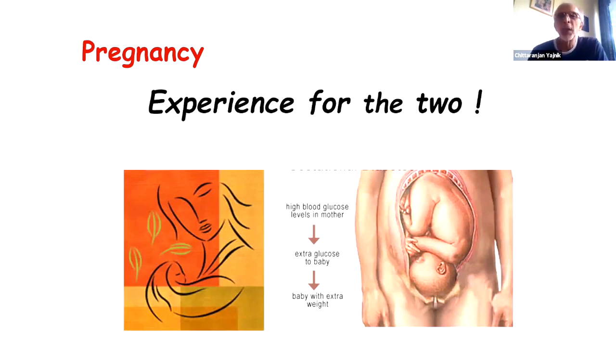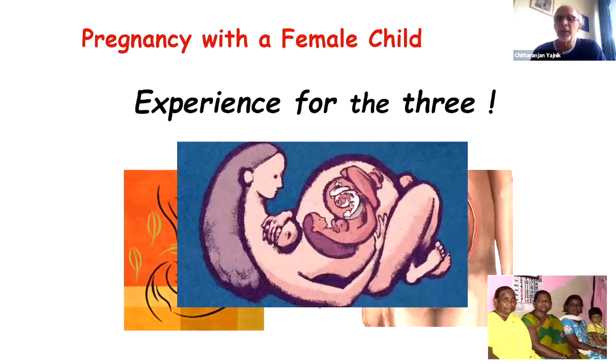But I'm now going to tell you something quite dramatic, which some of you might have heard before. In certain pregnancies, it is an experience for the three. I don't know how many of you know this. This is a pregnancy with a female child. And a dramatic realization in the last few decades is that a female child has all its ovaries, which is 1 million of them, which she is going to have for the rest of her life, present by 20 weeks of gestation in utero.